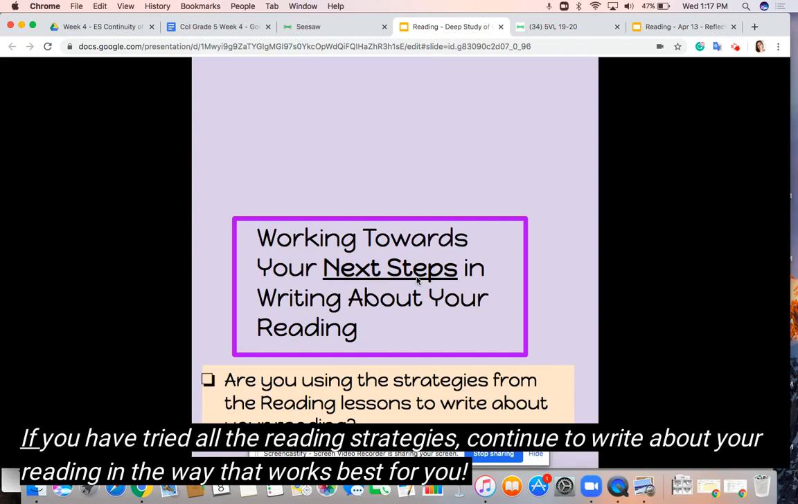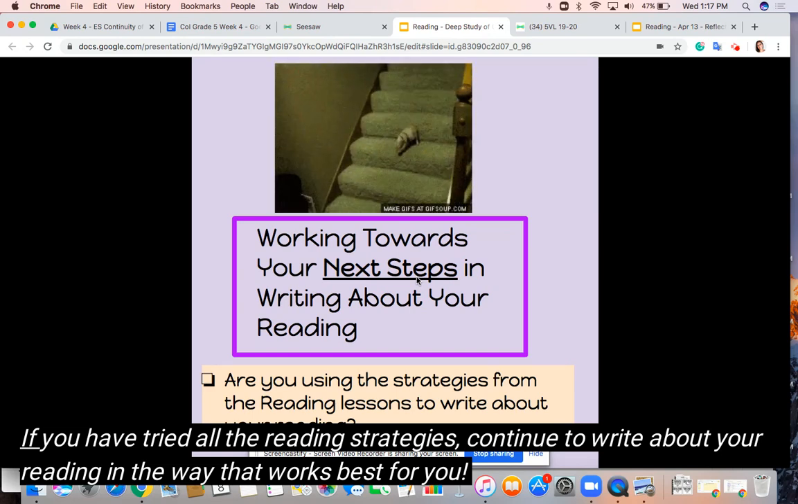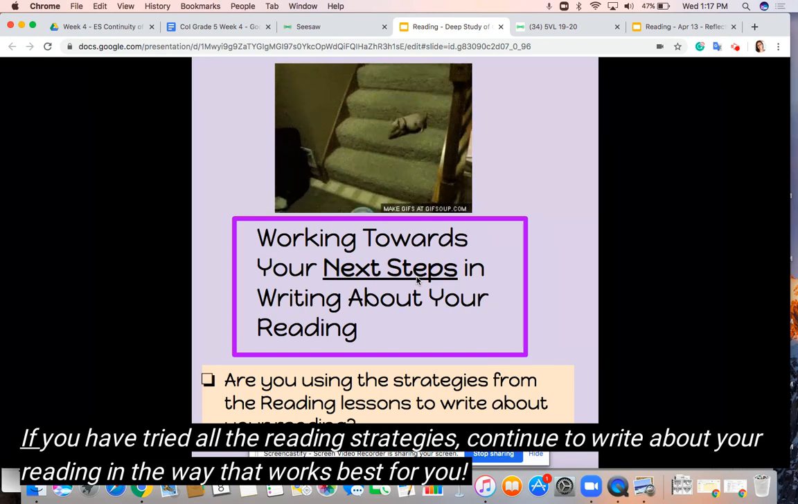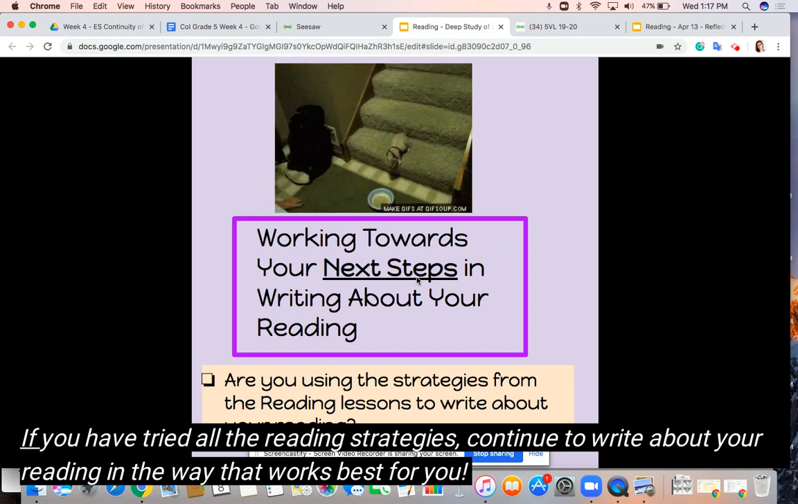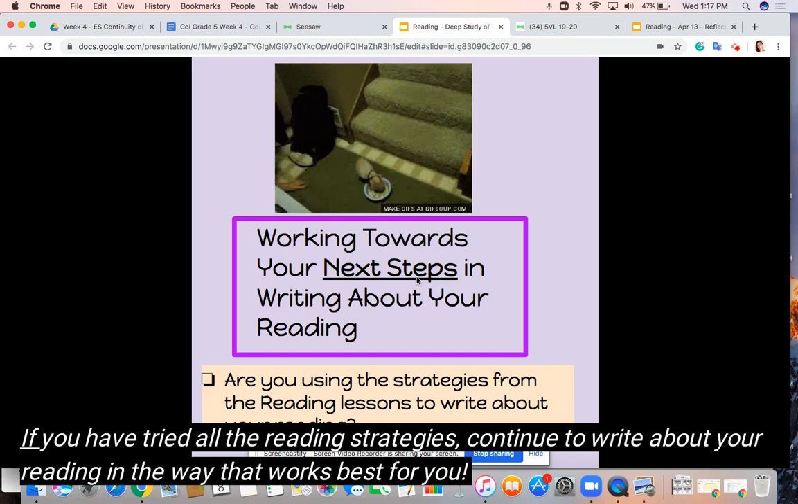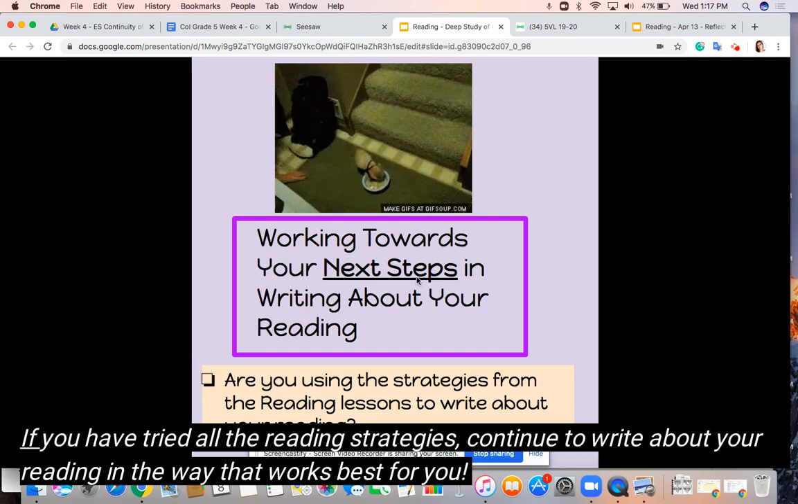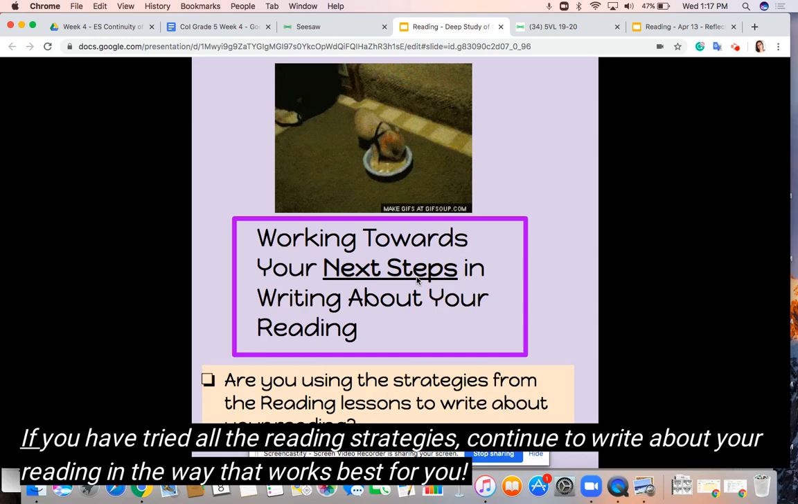Today, you will be working towards your next steps from page 2 of your writing about your reading reflection on Seesaw. Just like this cute little piggy here who is taking it step by step to reach her goal, you will take it step by step to become even stronger at writing about your reading. Let's get started.